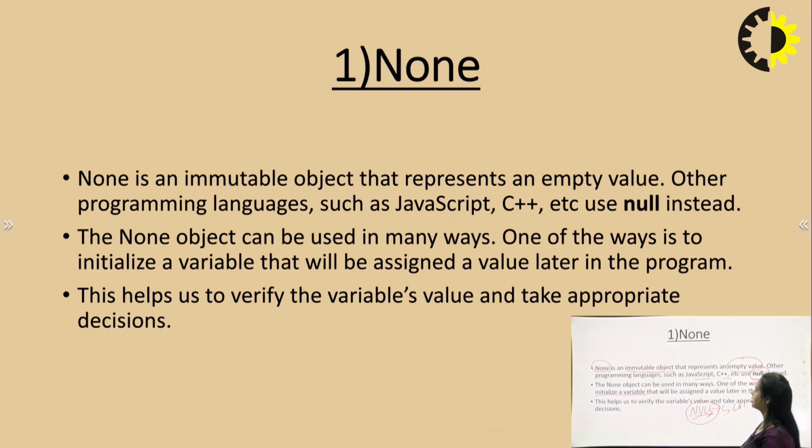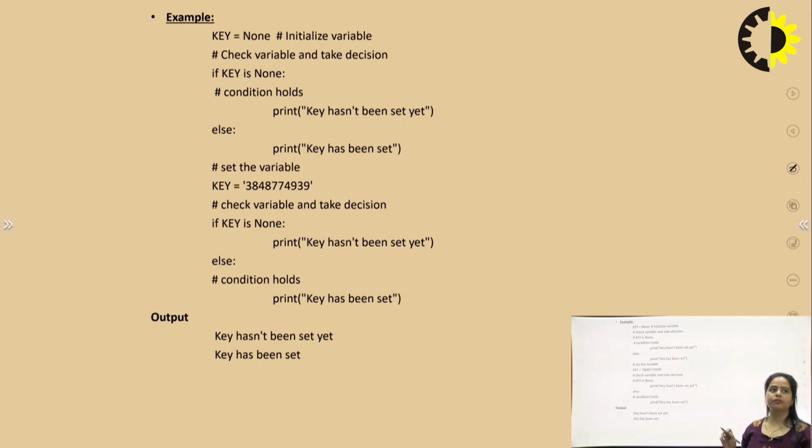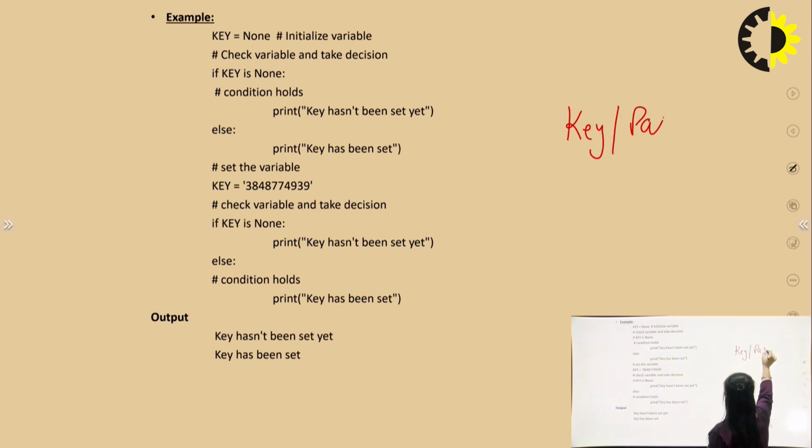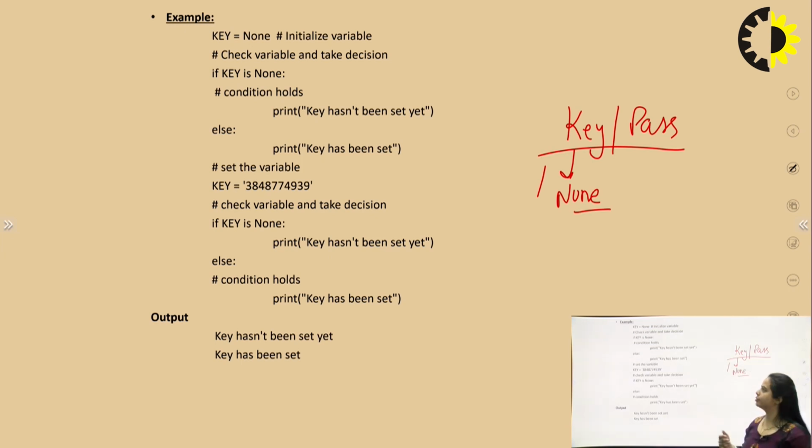Let's have an example of None. This is the example of the None keyword. Here I am checking whether my key or my password is set to the data or not. Initially the value of key is None. Now I am setting my key value. So initially I have to check if my key is None, only then I have to set the key, otherwise let it be. It will check that my key value is None. Yes, key value is None.